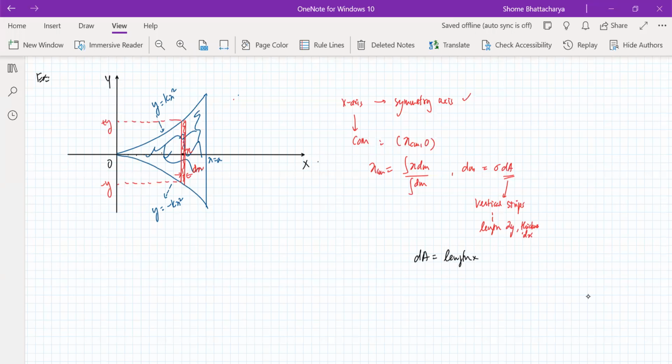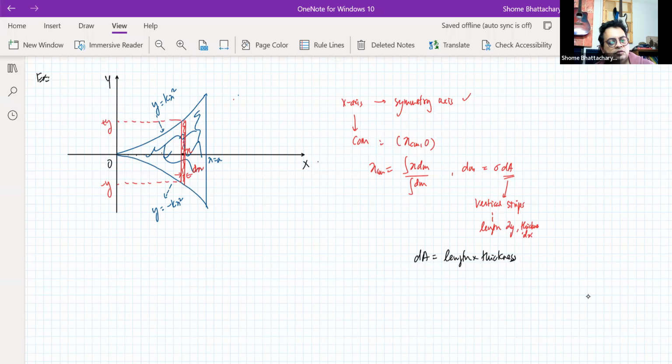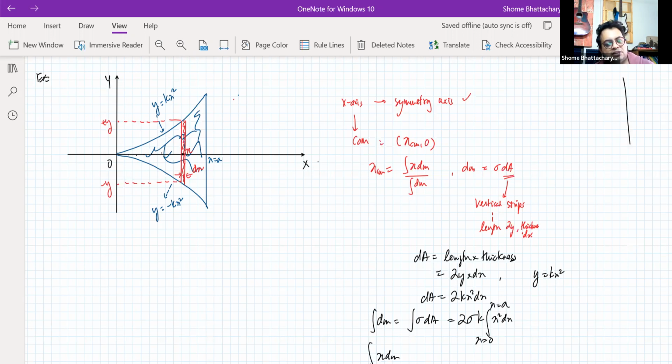2y dx. It's length into thickness. So we'll take that as 2y into dx. And now we'll use the relation that y is equal to kx square. So it is 2kx square dx. That is the area of the strip. Okay. And we'll assume some uniform sigma. So now what is happening? This integration dm will become integration sigma dA. So that will become sigma into 2 into k x square dx integrated from x equal to 0 to x equal to a. And for the numerator, integration x dm, just add an additional x inside the integration, multiply with an additional x.